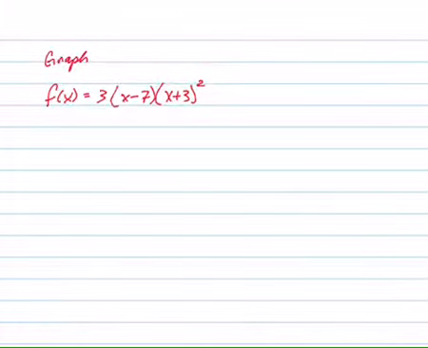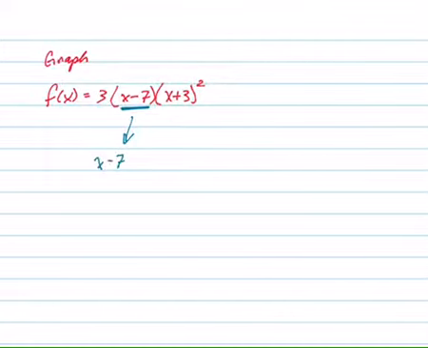This problem wants us to graph this function using multiplicity and end behavior and zeros and all that kind of stuff. So that's what we're going to talk about right now. Well, first of all, when we look at these, this is already in factored form, so each of these is going to give rise to a 0.